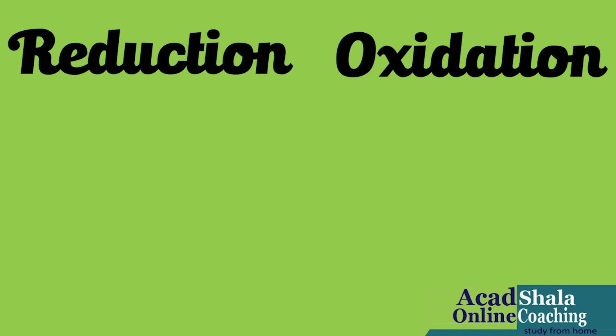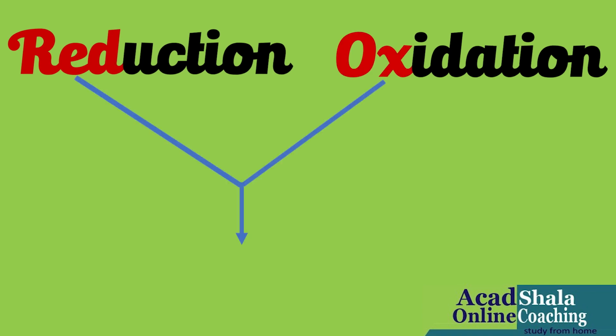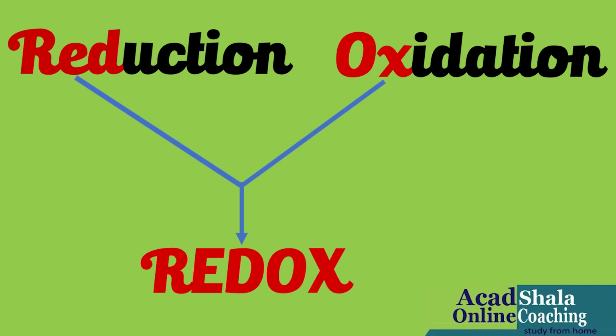Now, if you see it on the board, the words reduction and oxidation are written. If you take the first three letters of reduction, RED, and the first two letters of oxidation, OX, and merge the two, we get the word redox. From here we conclude that redox means oxidation and reduction go on simultaneously in a chemical reaction.